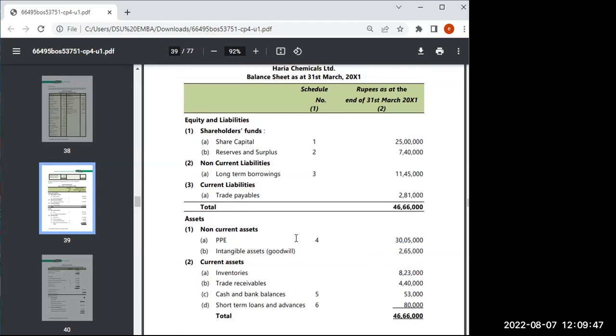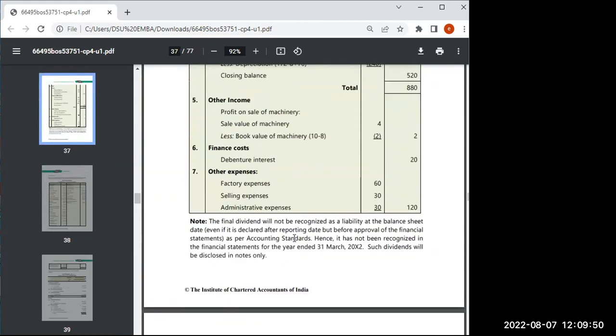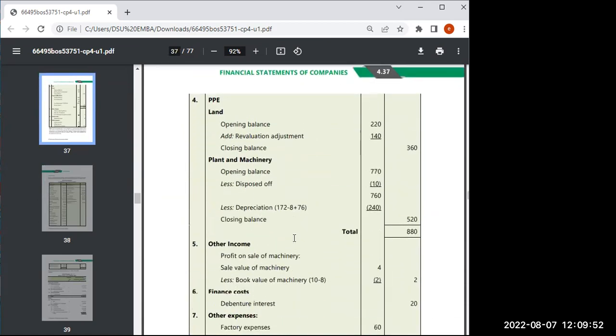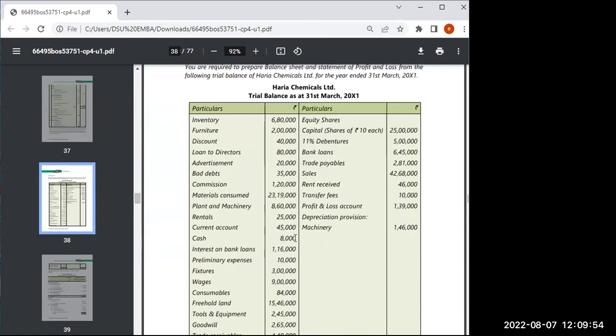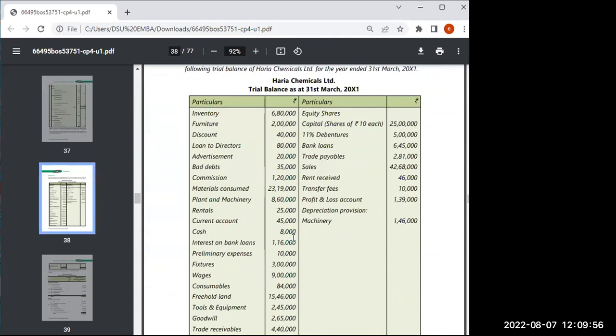So I have to go to the trial balance. In the trial balance, I have to check for capital. Capital or equity and liabilities will always be on the credit side. So I go to the credit side. Look at the credit side. Equity share capital is there. How much? 25 lakhs. 11% debenture is there.